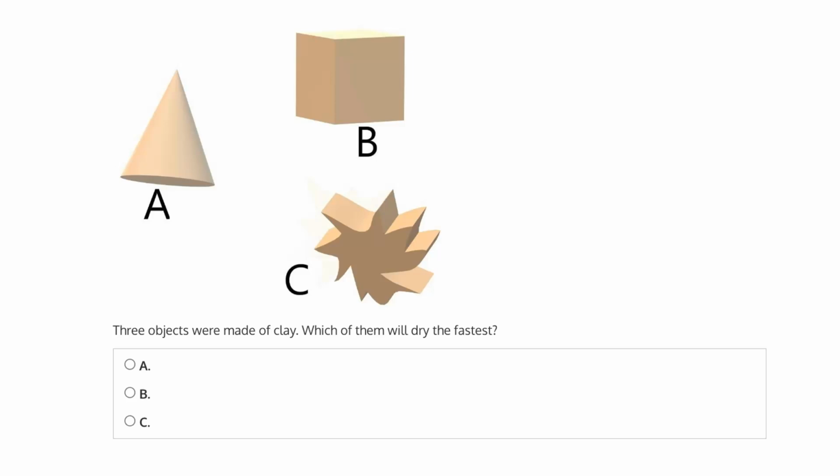This question says, 3 objects were made of clay. Which of them will dry the fastest? Is it A, the cone, B, the cube, or C, this highly irregular shape?